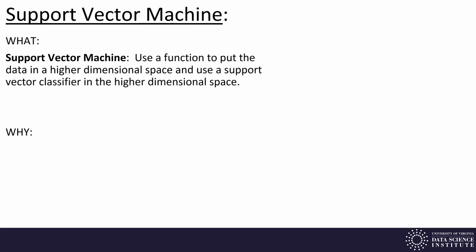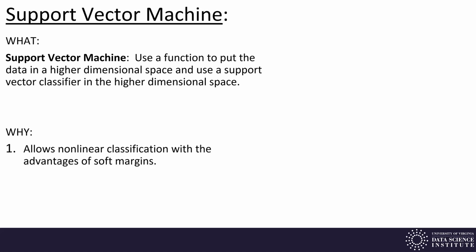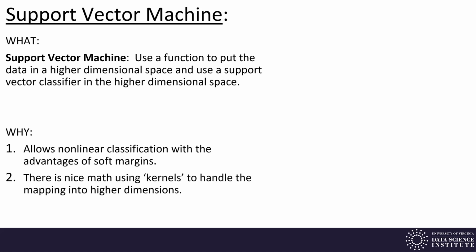So let's summarize what we're going to talk about, support vector machines. What we do with a support vector machine is we use a function to put the data in a higher dimensional space and then use a support vector classifier in that higher dimensional space. So why would we do this? This allows nonlinear classification, just like we saw in the toy example a moment ago, but with the advantages of soft margins. And there's really nice math using kernels that handle this mapping into higher dimensions. So it's taken care of.